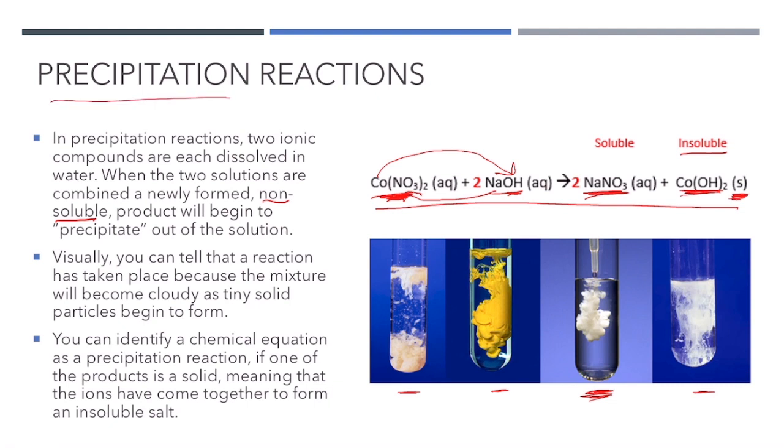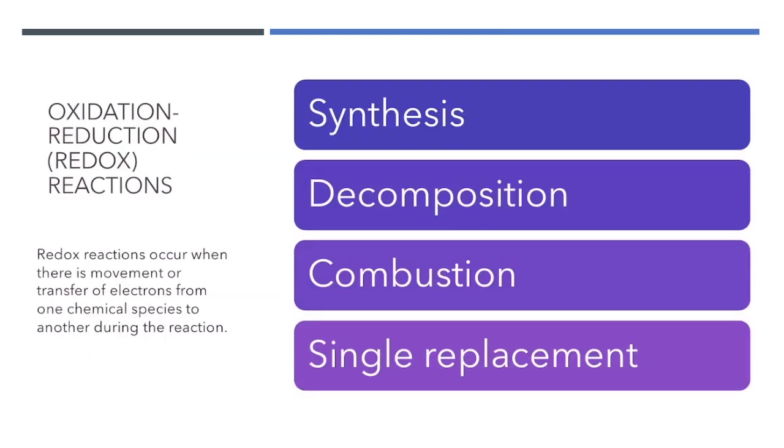All right, so now we're done talking about double replacement reactions, and we can start talking about the oxidation reduction or redox reactions. So in a redox reaction, there is movement or transfer of electrons from one chemical species to another during a chemical reaction. And by chemical species, I just mean either an element by itself or an ion or just something. All right, so there's 4 different types of redox reactions that we need to be able to identify. We've got synthesis, decomposition, combustion, and single replacement.